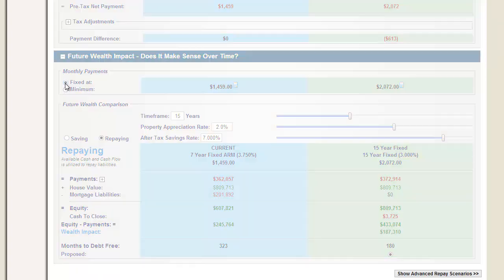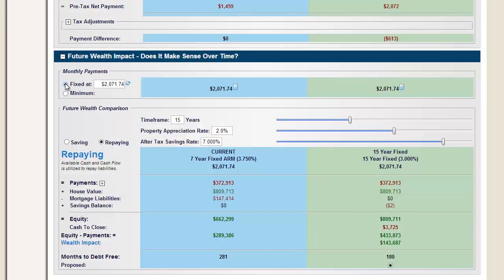But this is going to automatically adjust everything for us and keep everything at a fixed minimum, which right now the new mortgage would be $2,071.74. So the software is intuitive in that it's saying your new payment, if you got a 15-year fixed, is $2,072, and we know that's going to be fixed for the next 15 years. And I know if I look down below that the months to debt free is 180 months. So I know I can guarantee you at $2,071.74 a month, you're debt free in 180 months.